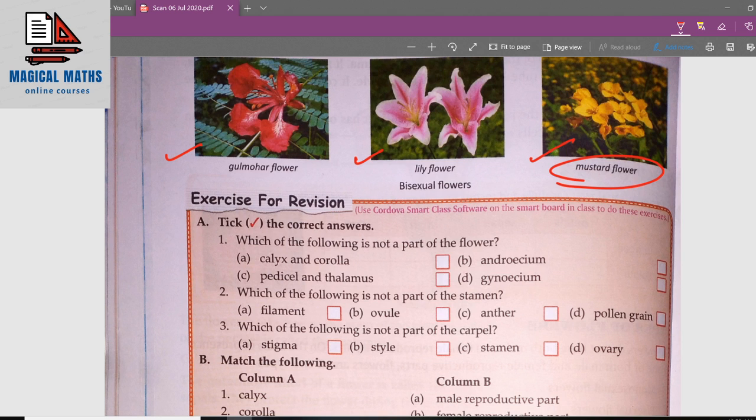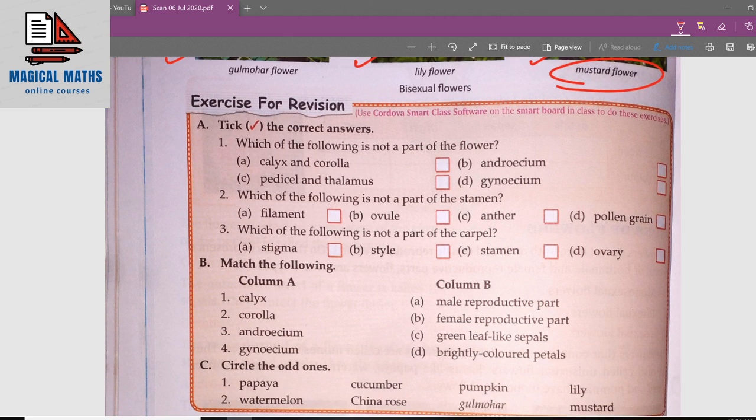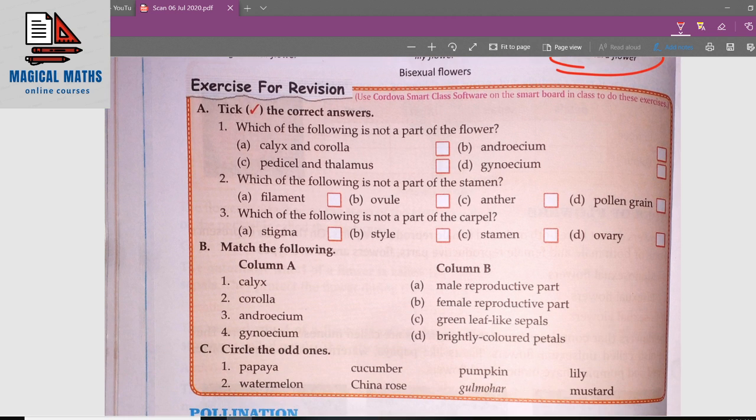Now students, we are heading towards the exercise. I will discuss this exercise in this video, but you have to do this exercise in your science copy. First, mention the chapter number, chapter name and the date. Then write the heading in your copy: exercise for revision 1, and then do this exercise in your copy. I'm going to discuss this exercise with you.